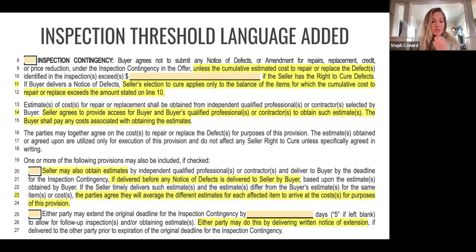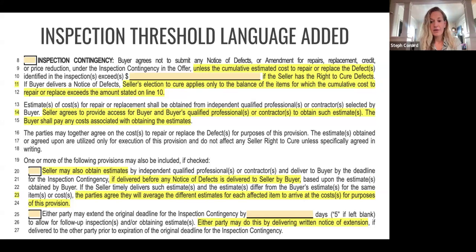Then there are additional provisions here that can be checked. One or more of the following provisions may also be included if checked. The seller may also obtain estimates. So instead of just relying on the buyer's, the buyer may give permission to the seller that they can go ahead and obtain their own as well.